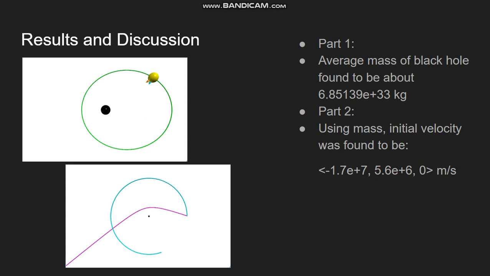Results and discussion. The average mass of a black hole was found to be about 6.85 times 10 to the 33rd kilograms. Using this mass and playing around with velocity values, the initial velocity found to leave the planet, come close to the black hole, and eventually leave was found to be negative 1.7 times 10 to the 7th, 5.6 times 10 to the 6th meters per second.